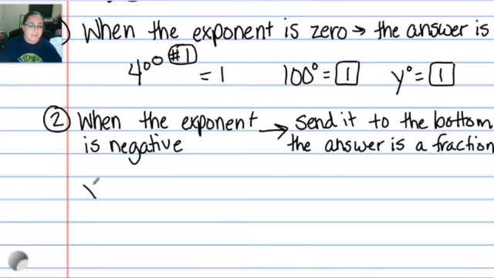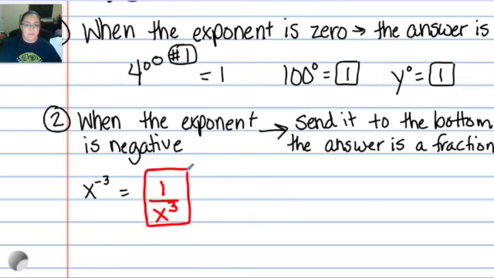For example, if I have x to the negative 3rd power, okay? Well, x to the negative 3rd power, since the exponent is a negative, what we're going to do is we're going to send it to the bottom and it becomes a fraction. So here, this actually becomes 1 over, now x to the negative 3rd power goes to the bottom, and then the exponent becomes a positive. And this is our answer. It's a fraction. 1 over x to the 3rd power.